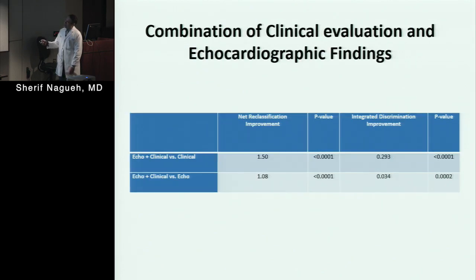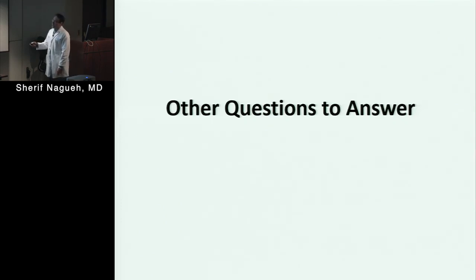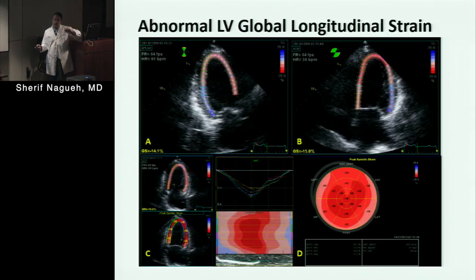This looks at the net reclassification improvement with echo and clinical assessment, and they were significant. I do not claim to understand how they are necessarily done, but these were the standard analysis approaches for these. So, other questions to answer from this database. One of the recommendations in the guidelines is that you can identify patients with diastolic dysfunction based on the presence of abnormal global longitudinal strain. How frequently this is present, and how feasible it is to do that against the gold standard of invasive cath, is not known. So we have work in progress looking at that question.